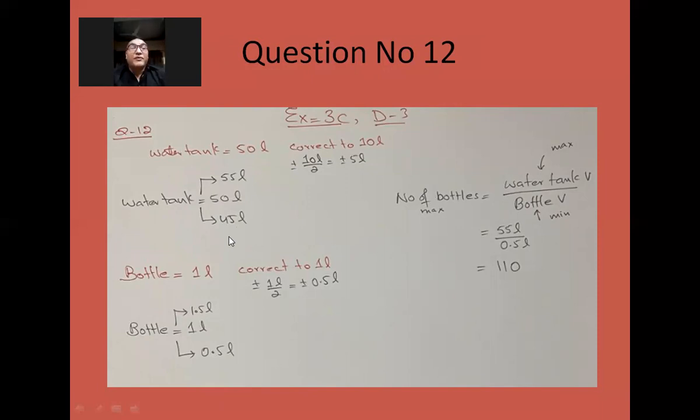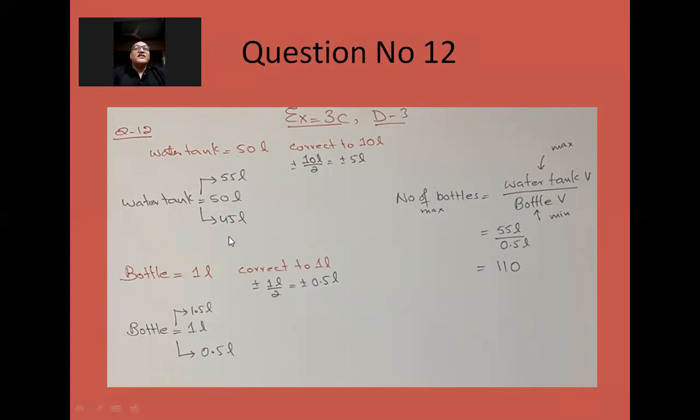So I will get the upper bound of the volume of one bottle. I get 1.5 liter. From 1 liter, I will subtract 0.5 liter. So you get 1 minus 0.5, you get 0.5 liter. So the upper bound of the volume of that bottle is 1.5 liter, and the lower bound of the volume of the bottle is 0.5 liter.